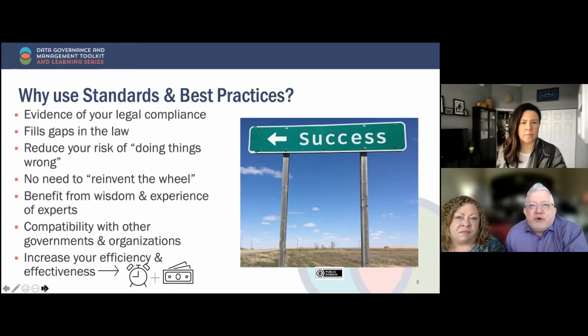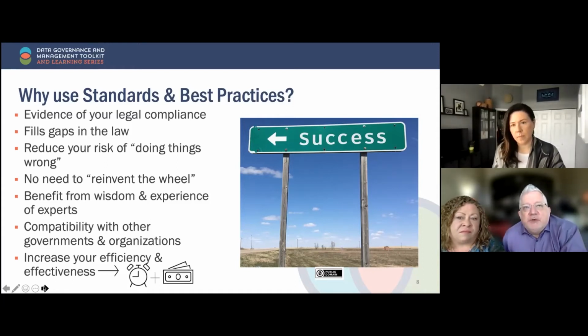Standards and best practices can also fill in gaps in the law. The law of records in Canada is not well developed. There are few record statutes, and the case law from the courts is still developing. Using standards and best practices can reduce your risk of doing things wrong, and it gives you the comfort that you don't have to reinvent the wheel every time you start a project or program.